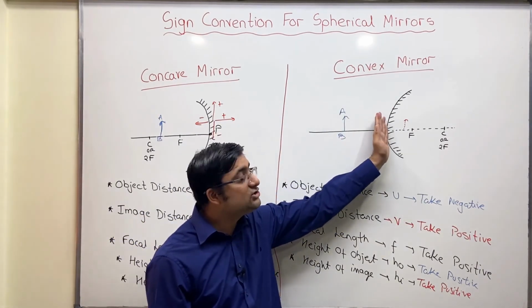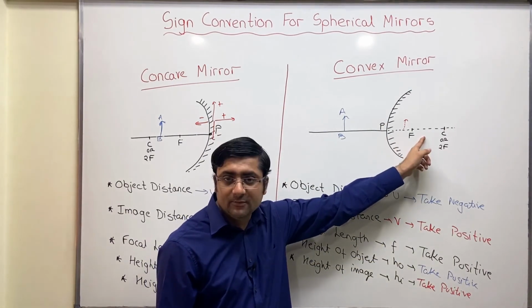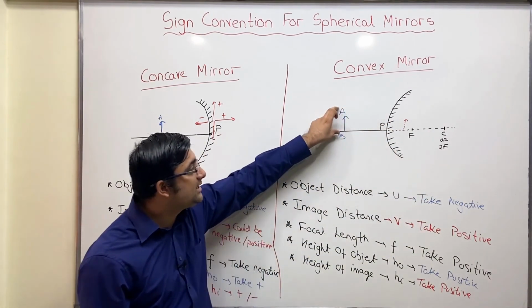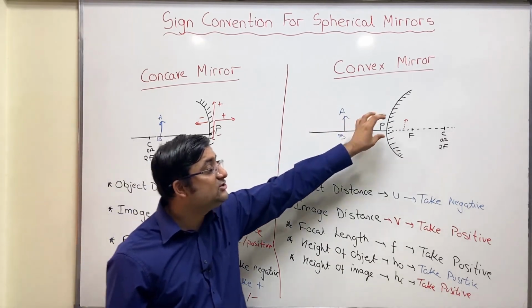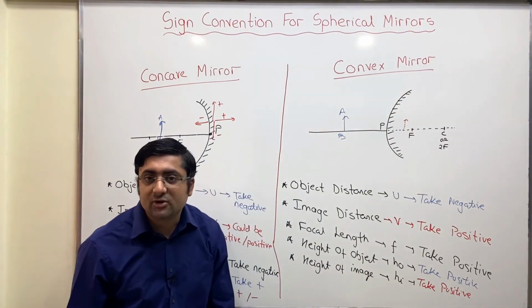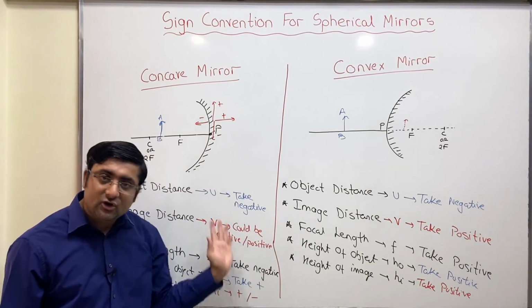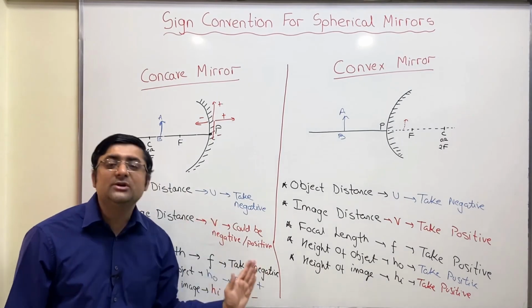Now here the image is always towards the right, hence positive. Focus is towards the right of the pole, hence positive. Object height, always positive. Image is always virtual and erect, so above the principal axis, hence always positive. Is this clear? So you need to remember guys this sign convention. So I hope the convention is clear and the logic behind this is also clear.